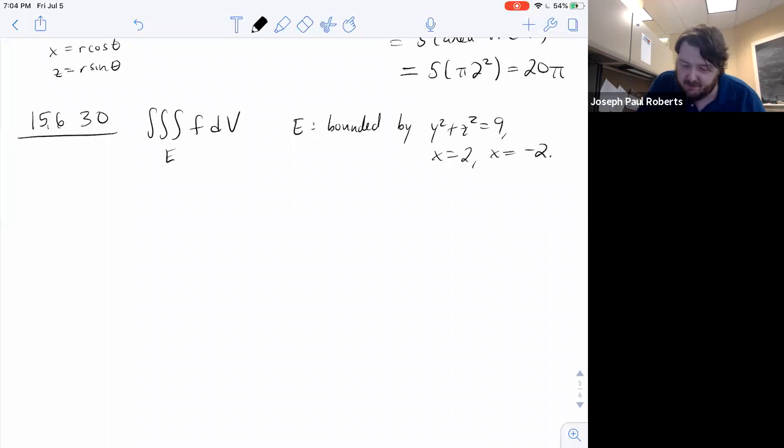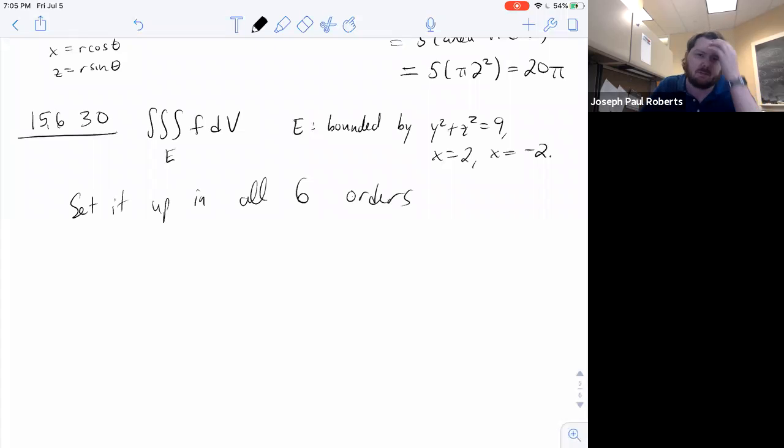Back to the math. It says, okay, this is our solid region. Set it up in all 6 orders. And so this will be good practice. I showed you some of this type of thing on Tuesday, the second lecture of this week, where you were able to take care of it by just looking at the rules for which variables are allowed to appear where. You didn't really have to think about the 3D picture.